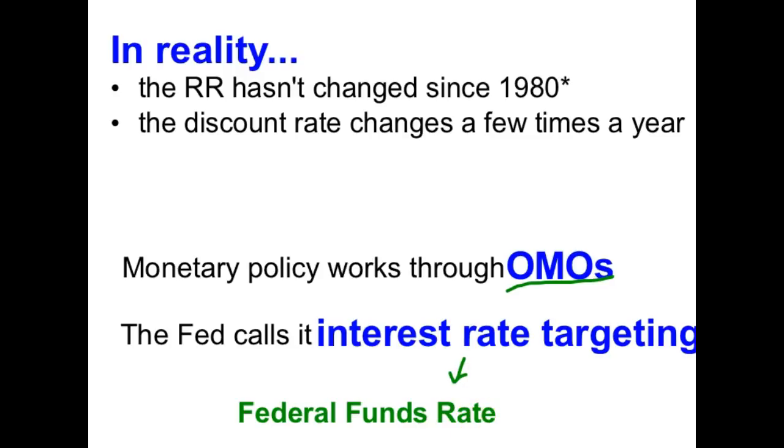Because if the Fed subtly makes more money available by buying bonds, and banks have more excess reserves, then they'll charge each other less. There won't be as much of a shortage of funds out there for those overnight loans. So the Fed doesn't set the federal funds rate directly, it's through its open market operations. So we're going to look at this a couple different ways to see how it works.